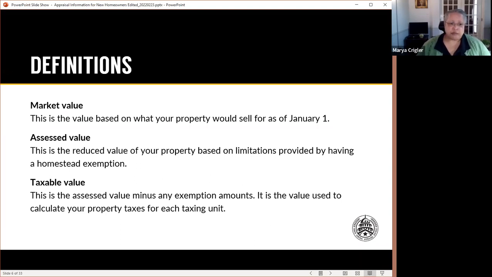The final value determined by the appraisal district is going to be your taxable value. And that's going to be your assessed value minus any exemption amounts that you're entitled to. And that becomes your taxable value. That is the value used to calculate how much you pay in property taxes to each taxing entity. Now, the amount of exemptions that you're entitled to will vary from each taxing entity because each taxing entity gets to determine how much of an exemption they're going to grant. And we'll talk about exemptions a little bit later.